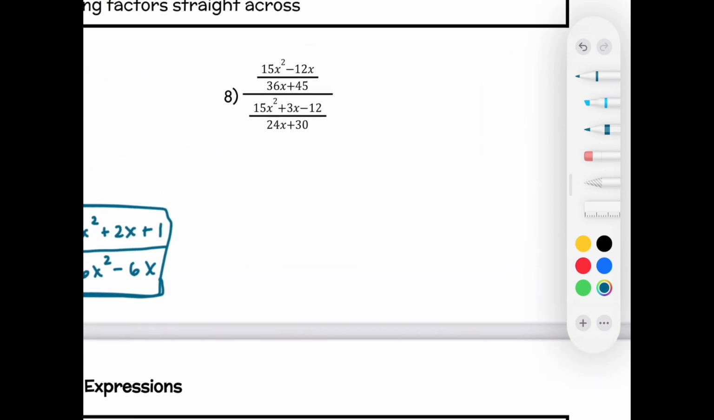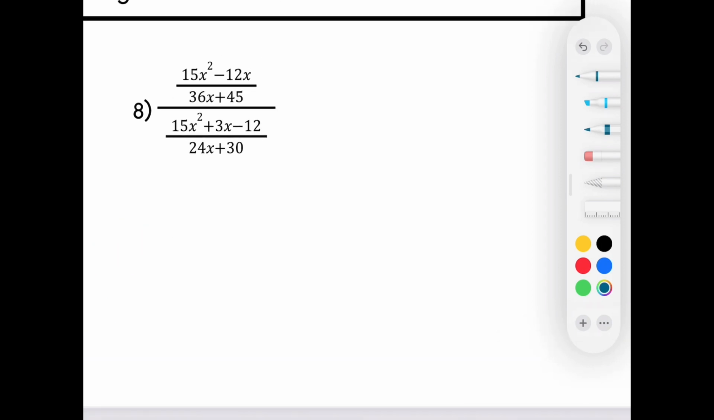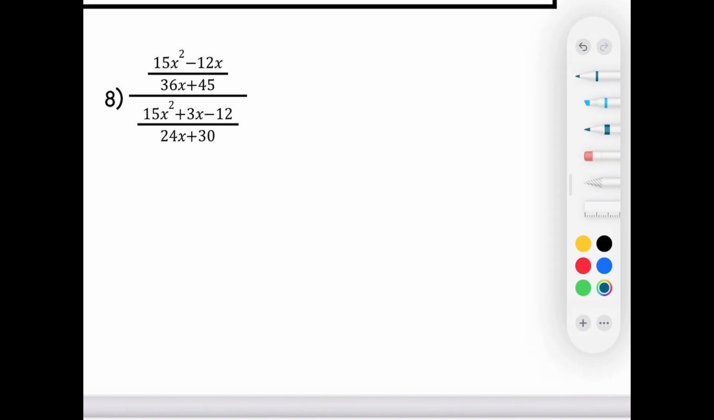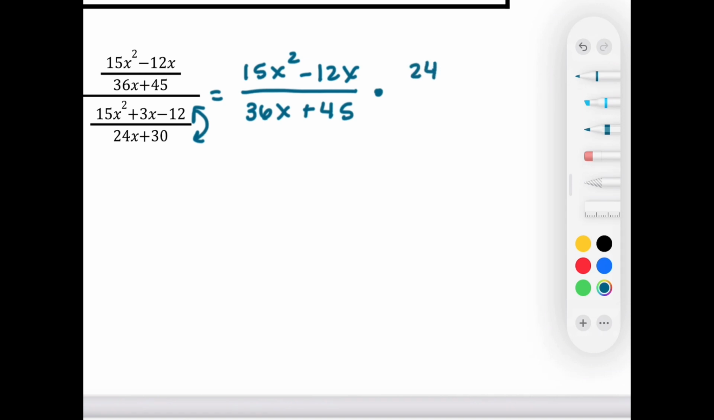All right, for number 8, now we have it in a different form, but it's the same exact type of question. So we're still dividing. So what we're going to do is rewrite this. So this is the same thing as 15x squared minus 12x over 36x plus 45. So that's our numerator. And then we're going to keep change flip. So we kept the numerator the same. We're going to change to multiplication, and we're going to flip this fraction over. So I'm going to have 24x plus 30 on top now, and 15x squared plus 3x minus 12 on the bottom.